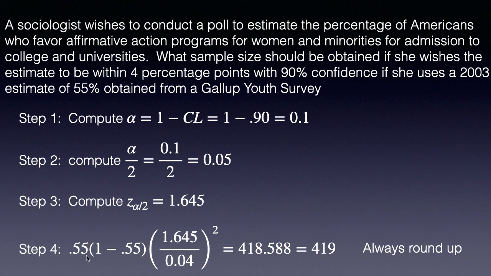Plugging 0.55 and all this information into the formula, I get this decimal answer. I did round to about 3 decimal places. And if you notice in the gray box, the author tells us always round up. We do not go out and survey 418.588 people. We don't do that. Round up. We're statisticians, we love data. So round up. I don't care if this said 418.0001, you round up to the next whole integer.